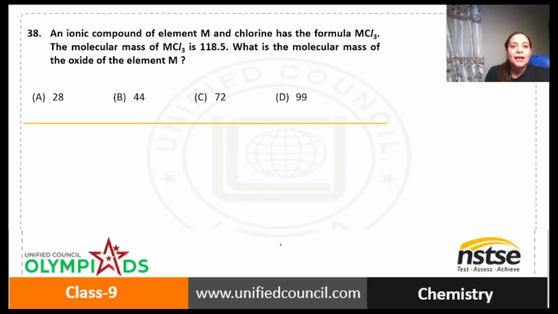Next question. An ionic compound of element M and chlorine has the formula MCl3.